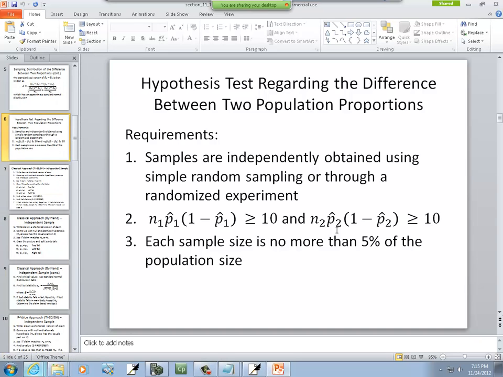Well, hypothesis test regarding the difference between two population proportions. First off, samples are independently obtained using simple random sampling or through a randomized experiment, and n times p hat times 1 minus p hat is greater than or equal to 10 for both populations and samples. Each sample size is no more than 5% of the population size. Now we're going to assume that these are true. I've made up some problems, but whether they actually meet this or not is probably questionable.